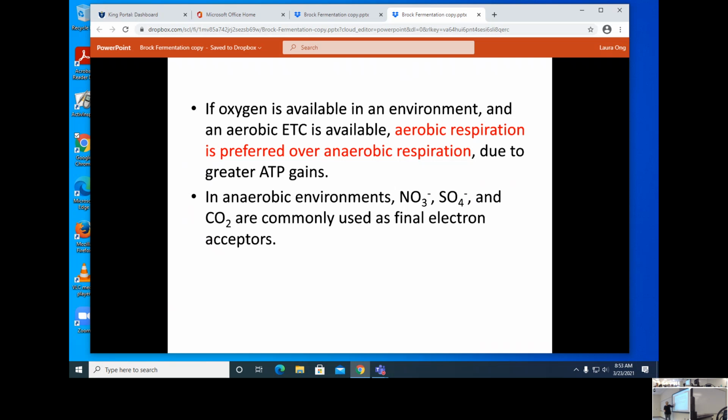Most microbes that are medically important, if they're doing anaerobic respiration, they're using nitrate or sulfate or CO2 as their final electron acceptor. So these would be the top 3 alternative electron acceptors that are most common for the medically important anaerobes.